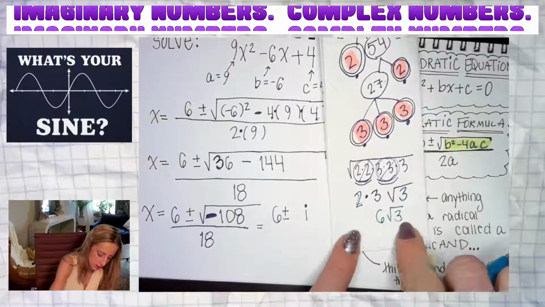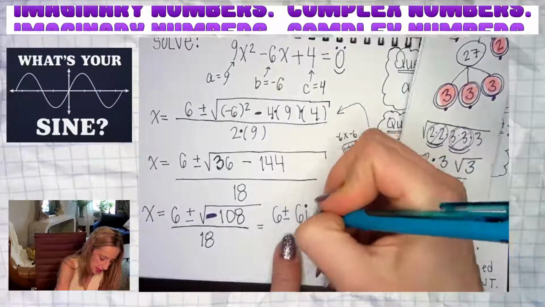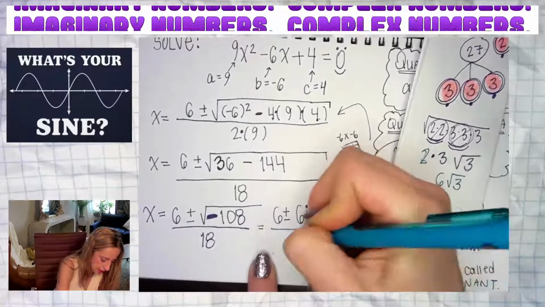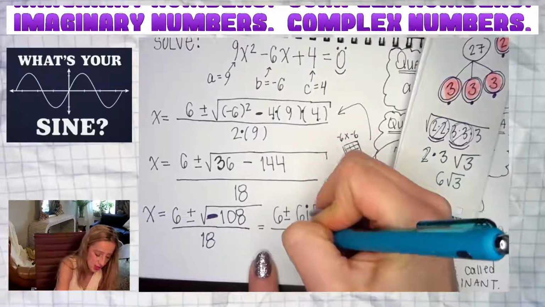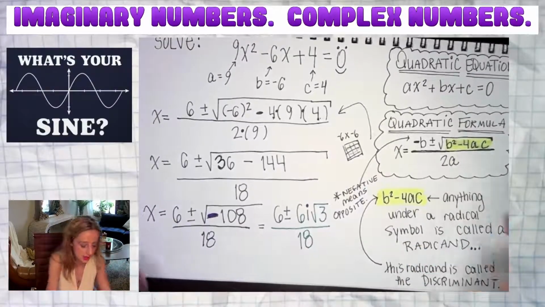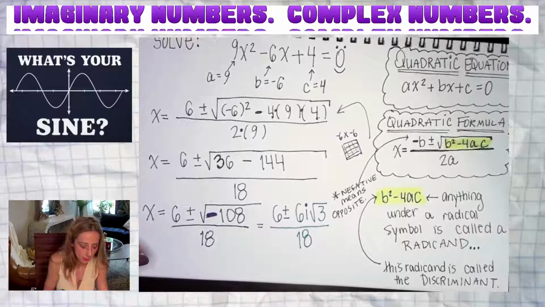6 comes out, 3 stays in. 6 comes out with the I, 3 stays in, all over 18. Now, if you made it this far, whew, you get a sticker. Like, this is nice. We can do one more step, though.